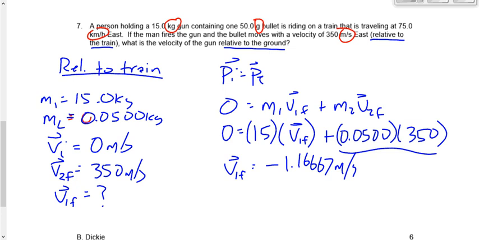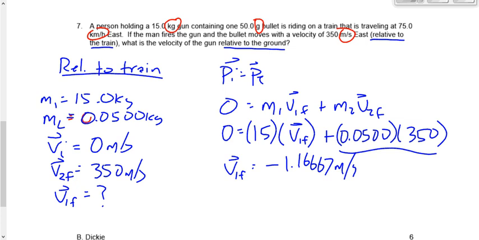So picture this. You're in a train that is at rest. You fire the gun, the bullet goes forward at 350 meters per second. The gun goes backward at 1.16 meters per second. You're in a train that's moving. You don't know that. If the train is moving at a constant speed, you wouldn't know. The bullet goes forward at 350 relative to the train, and the gun goes back at 1.17 relative to the train.